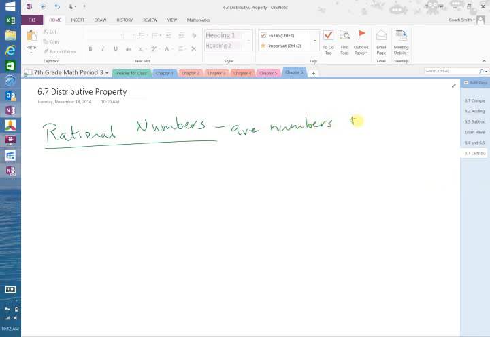Okay, rational numbers are numbers that can be expressed as a fraction. Okay, rational numbers are numbers that can be expressed as a fraction. Basically, you've not ever seen up to this point numbers that are not rational.